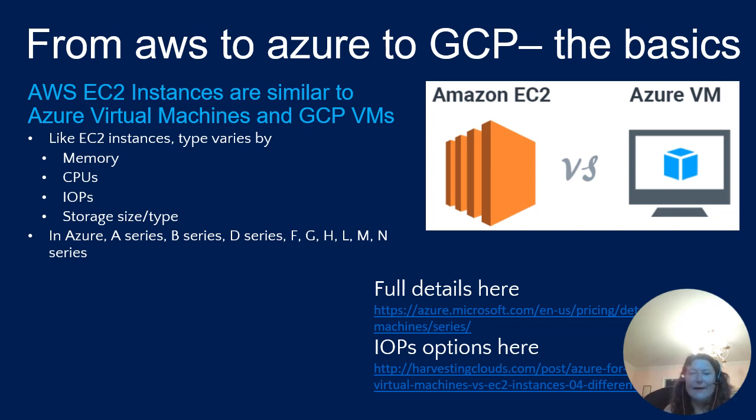So in Azure, there's an A series, a B series, a D series, an F series, a G series, and so on. In AWS, I think there's a T series and then an M series and then a G series and so on. So you just have to get used to the naming conventions, but they're pretty similar.